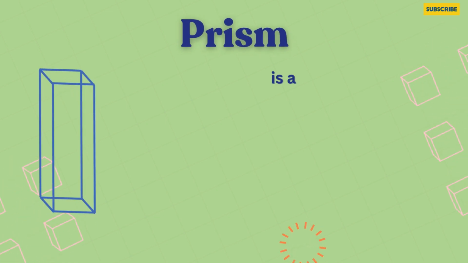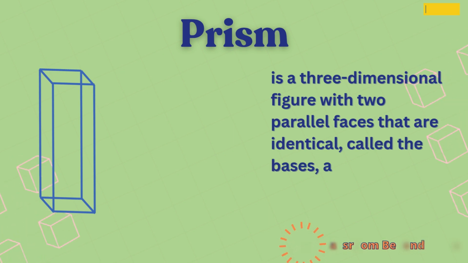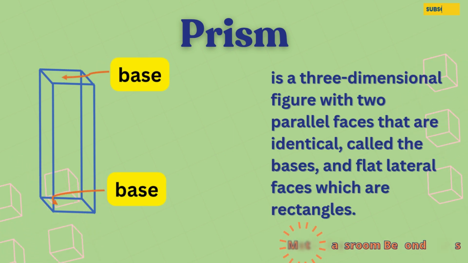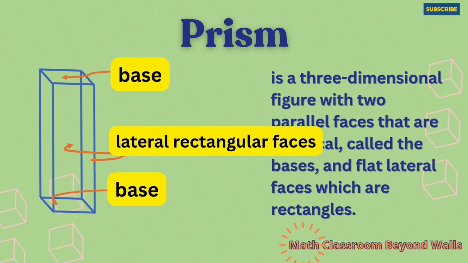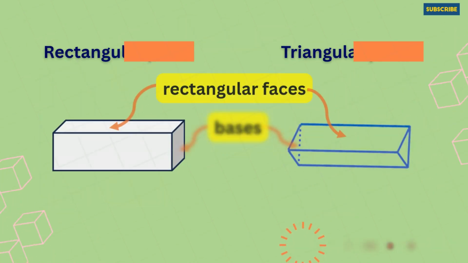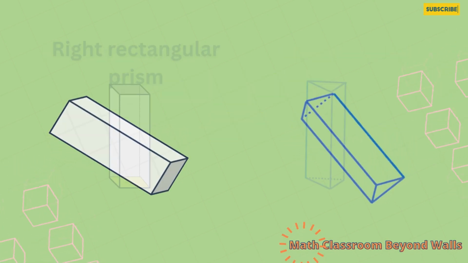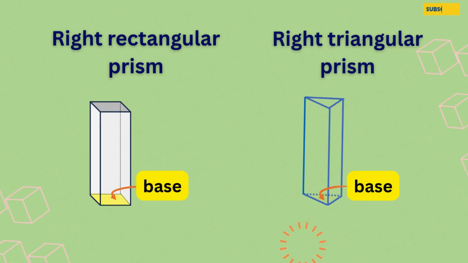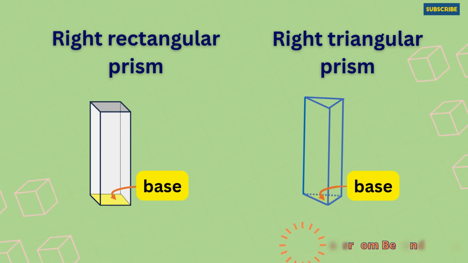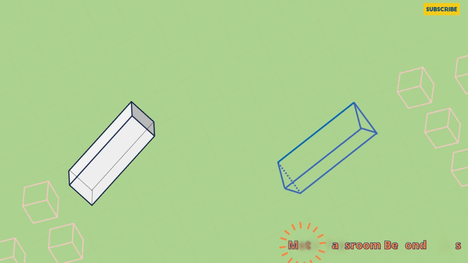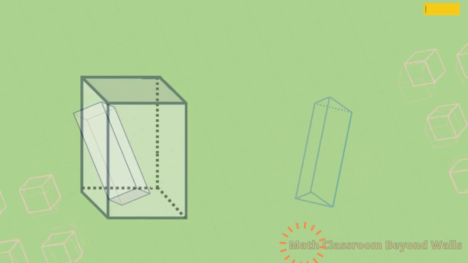Now recall that prisms are three-dimensional figures with two parallel faces that are identical, called the bases, and flat lateral faces, which are rectangles. As in the previous video lesson, we will only consider right rectangular prisms and right triangular prisms in this video lesson. These are the prisms that are upright when sitting on their bases like this. As you see, a prism is not all the time sitting on its base.